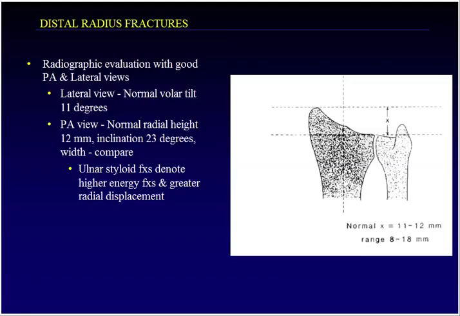The radiographic evaluation of the distal radius should consist of good PA and lateral views. Remember your normal anatomical features. On the lateral view, the normal volar tilt of the distal radius is 11 degrees. On your PA view, the normal radial height is 12 millimeters. This is the radial height here, which is measured from the alignment between the distal radius and the ulnar articular surfaces to the tip of the radial styloid, and your normal radial inclination would be 23 degrees. And you want to compare that often to the contralateral side as a control.